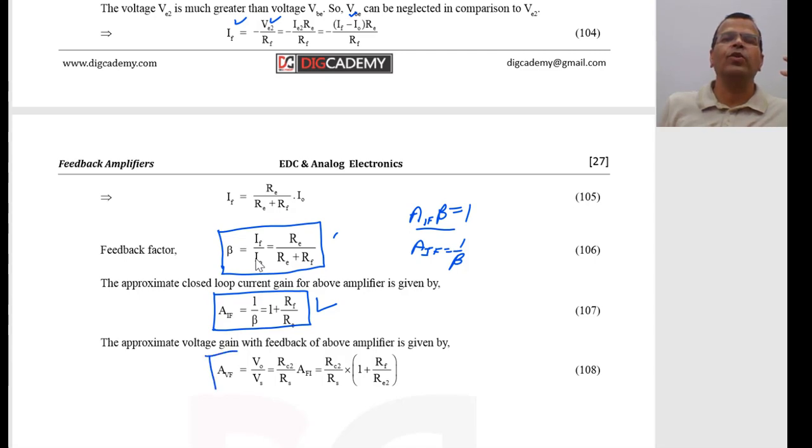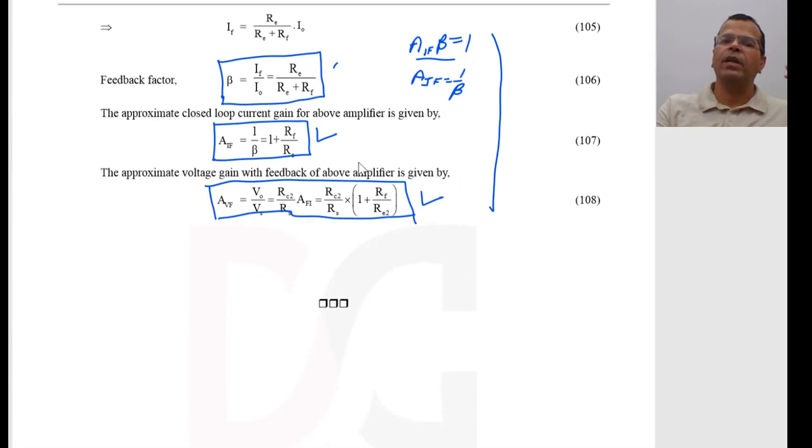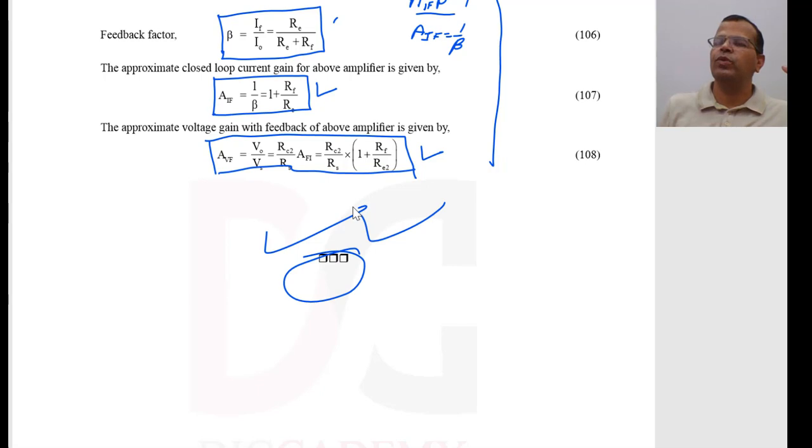Otherwise, I repeat, there was no question on this topic in past, so I don't feel there will be any possibility. And this is the voltage gain of this amplifier, AVF, that is voltage gain with feedback, that is RE2 by RES into AI. So you multiply this. So these are expressions for the amplifier we are discussing, that is current shunt feedback amplifier. But I repeat, there was no question on this, so I consider there is least possibility on this topic that you have the question. But just for sake of coverage of all types of amplifier, I am covering this topic.